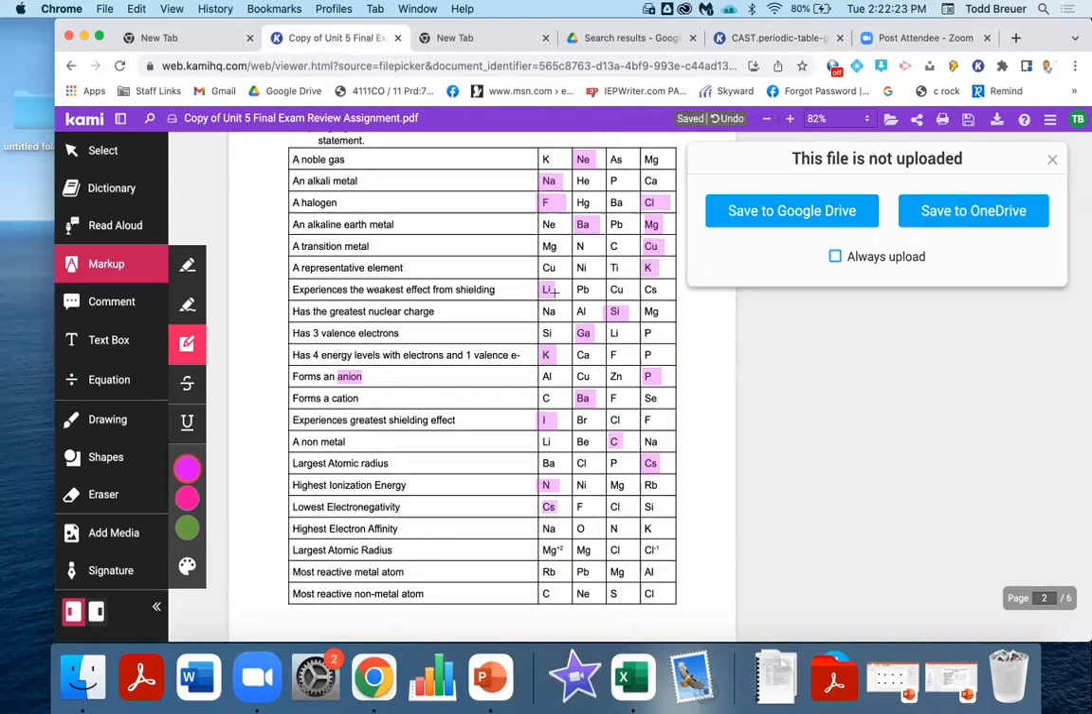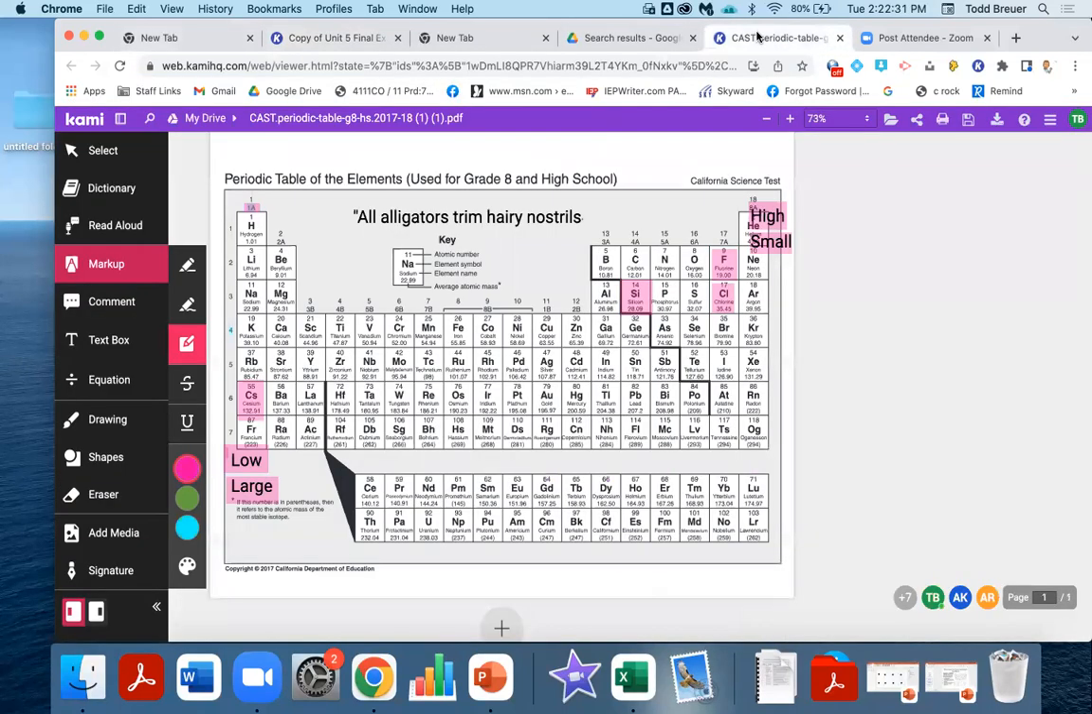Highest electron affinity. Now we just look at the opposite corner for the word high. We got sodium, oxygen, nitrogen, potassium. So we can mark them up just so you can see it.